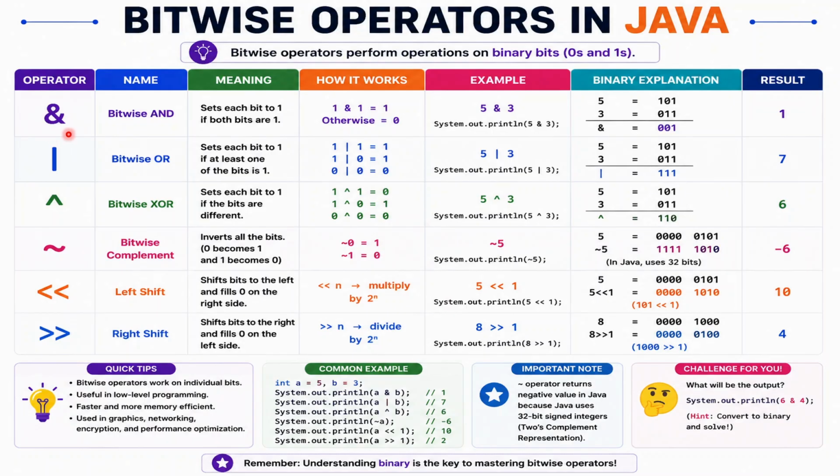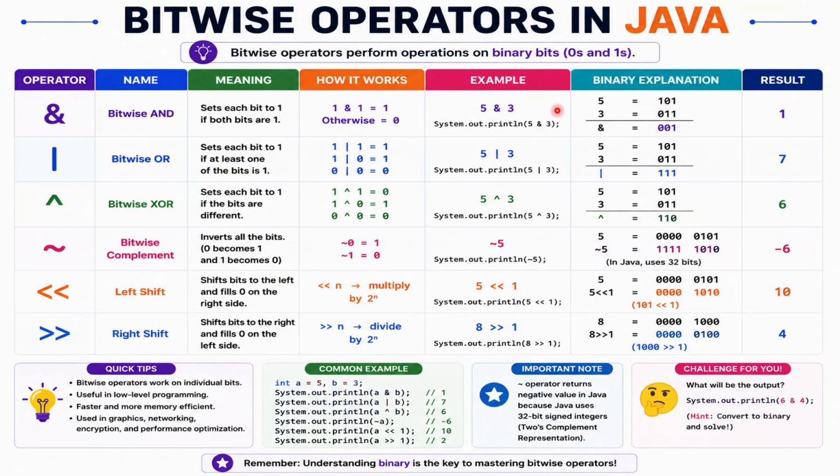The first one is the AND bitwise operator. It sets its bit to 1 if both bits are 1. So how does it work? When we have 1 and 1, the answer is 1, otherwise 0. For example, we have 5 and 3. So System.out.println, we are doing 5 bitwise AND 3.